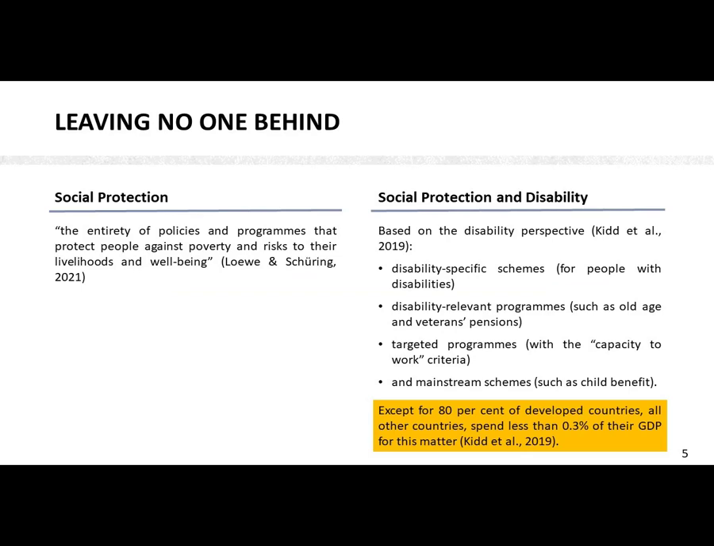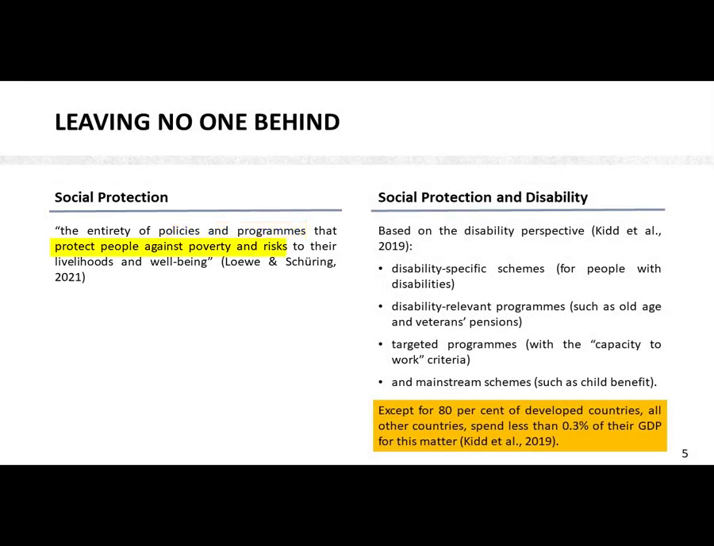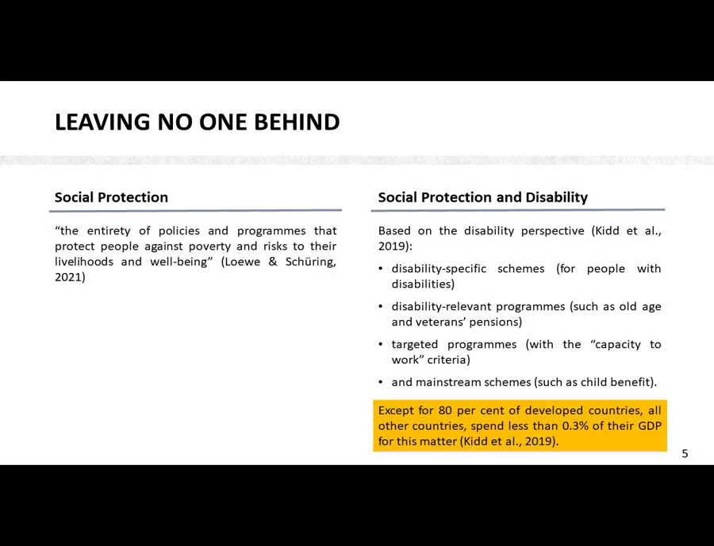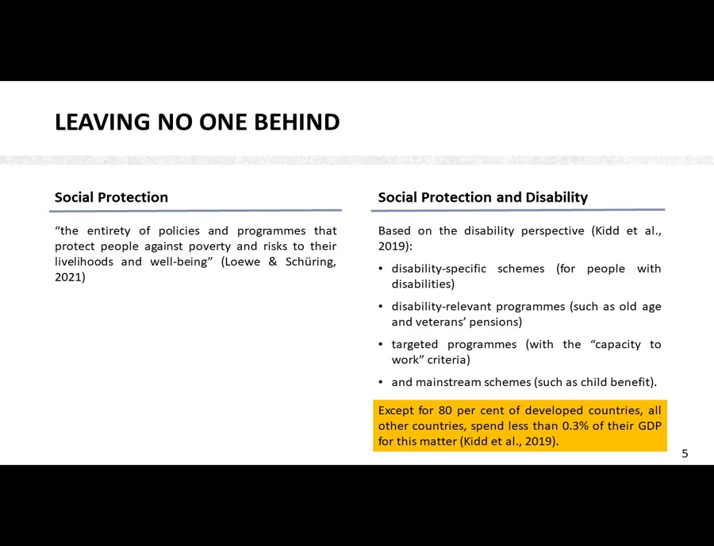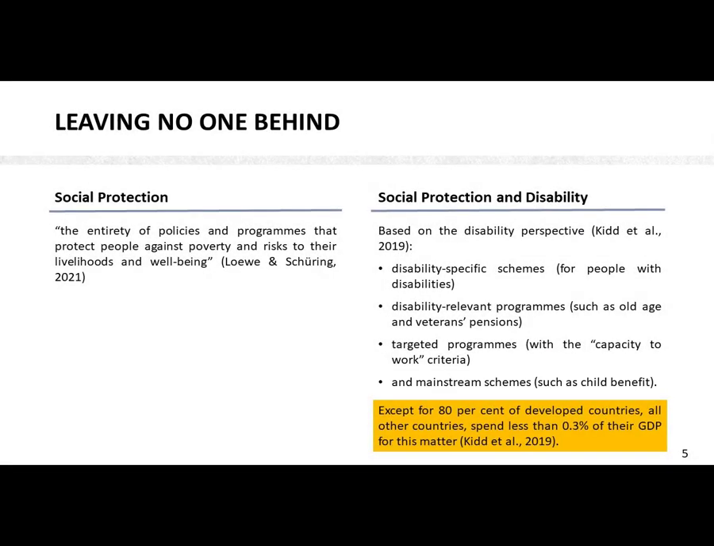Lowe and Schuring have defined social protection as the entirety of policies and programs that protect people against poverty and risks to their livelihoods and well-being. Based on the disability perspective, social protection schemes can be categorized as disability-specific schemes for people with disabilities, disability-relevant programs such as old age and veterans pensions, which are mostly used by people with disabilities, targeted programs with the capacity to work criteria, and the mainstream schemes, which are accessible for all people, an example of this one is child benefit.